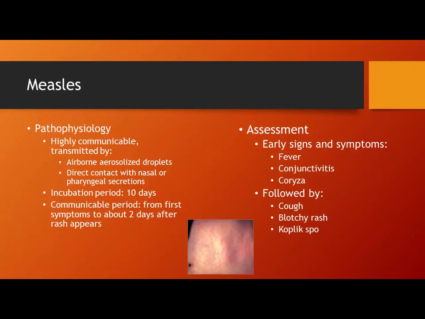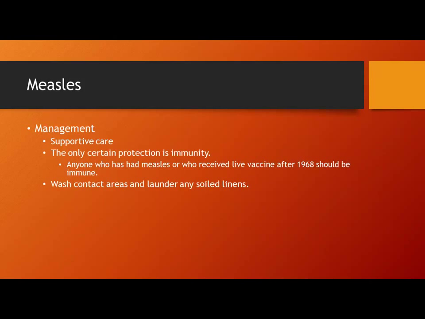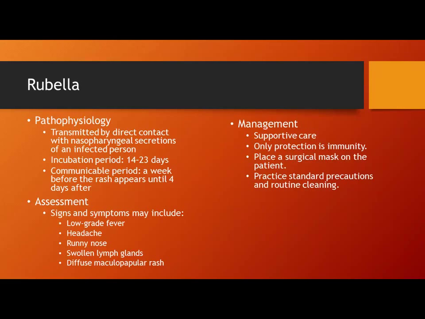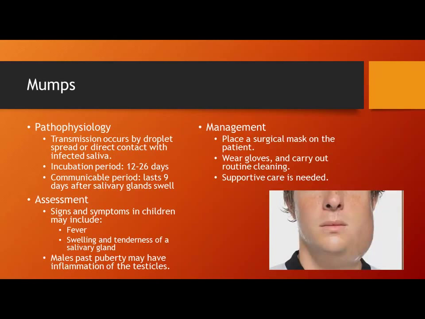So measles, this is a pretty bad disease. The only certain protection is immunity, which is the measles, mumps, rubella vaccine. Rubella. A lot of these are affecting the upper airways as well. Mumps. Don't see these as often either. Males, if you get the mumps, you got a bad deal because your junk's going to get swollen too. Is that a good medical term, your junk?